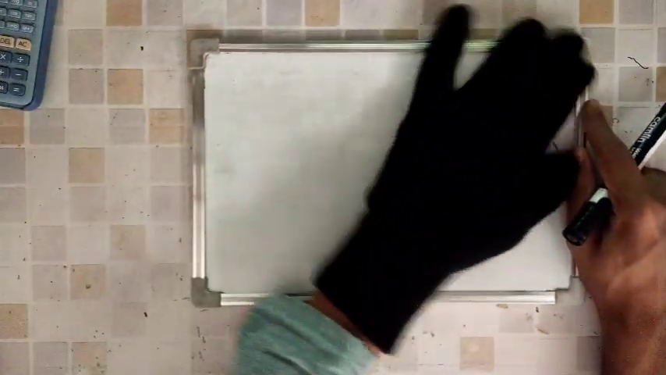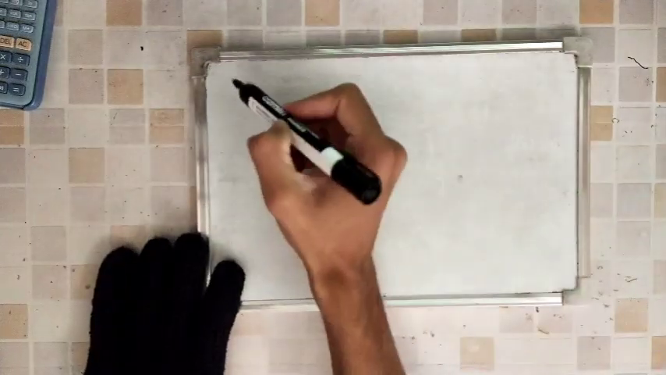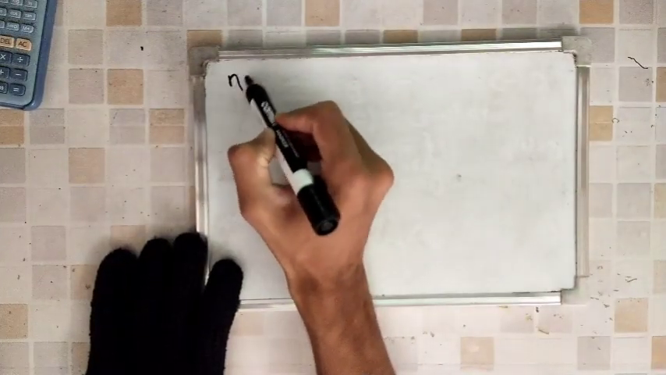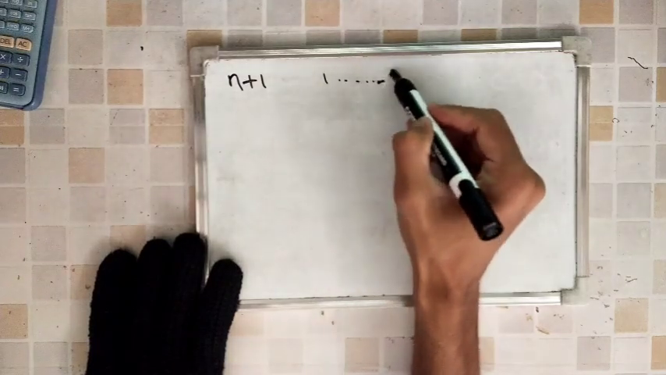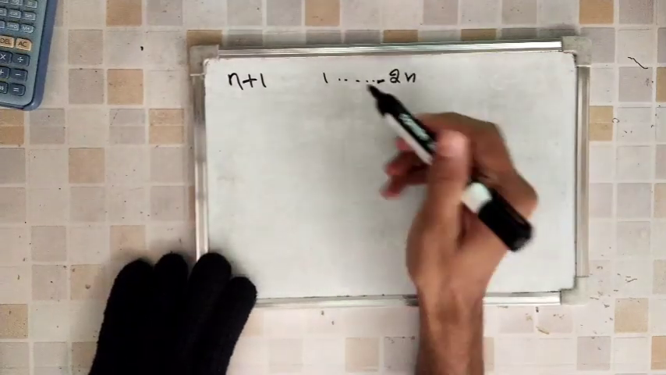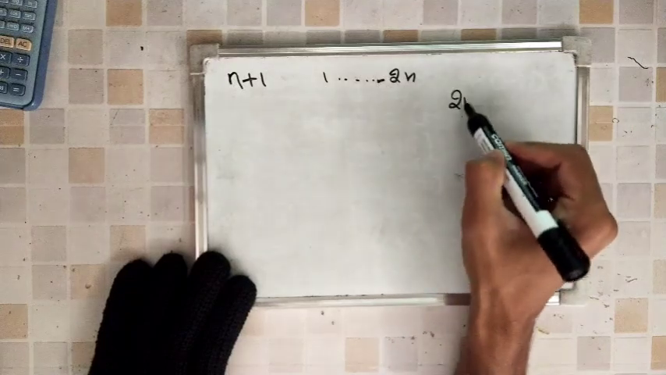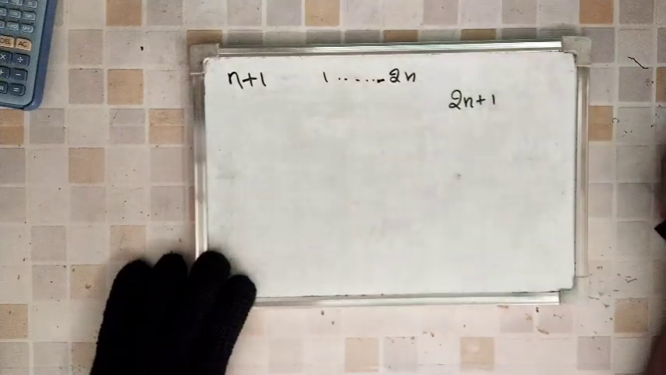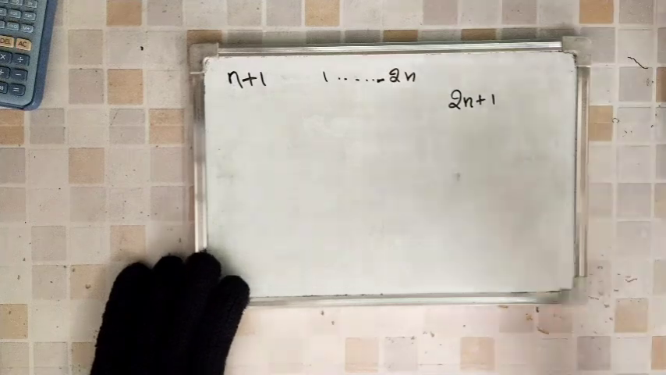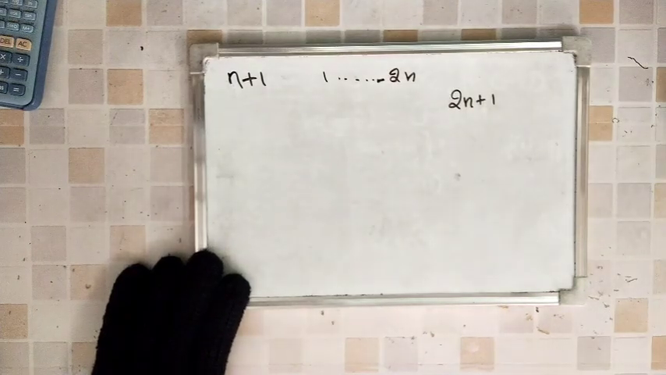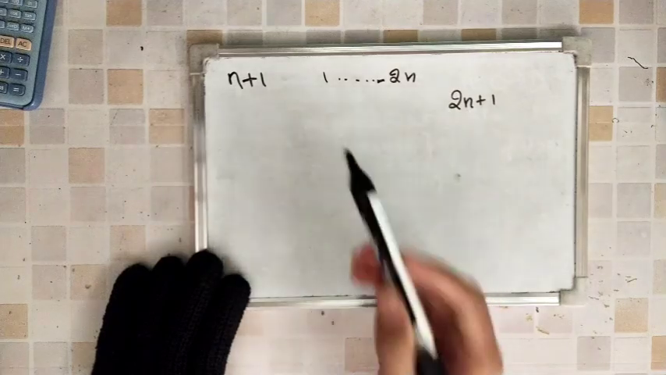Now let me move on to another part that they have said. Show that if n plus 1 numbers are chosen from 1 to 2n, then at least one pair adds to 2n plus 1. Okay. This is a very simple question they have given here. So now see here, A1 is my first set I have.